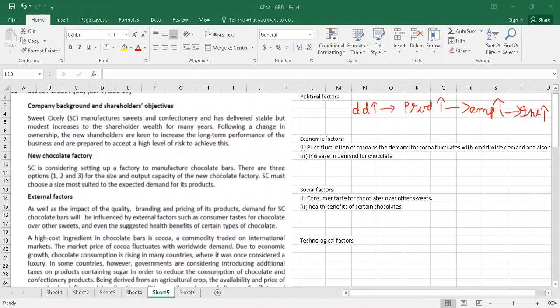And in this particular scenario, it is explained that due to economic growth, chocolate consumption is rising in many countries where it was once considered a luxury. So this is again a cycle. The demand for products has ultimately resulted here because people have more income. The additional income which is available in the hands of people has resulted in increase in demand for chocolate products, which was once considered a luxury.